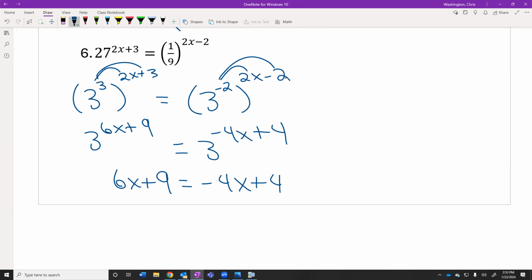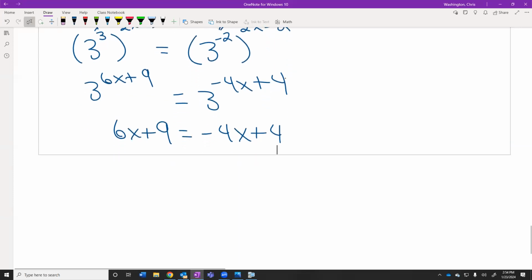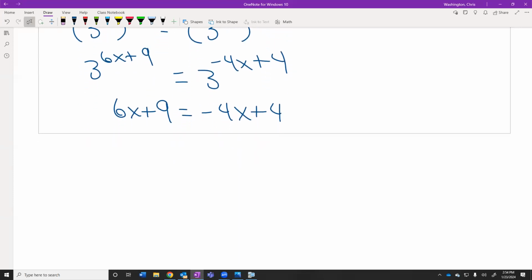At this point, we have x's on both sides of the equal sign. I don't care what the rest of the equation looks like, but if you have x's on both sides, we want to move all of them to one side, probably the left typically, because that's what most of you are going to do. And if it doesn't have an x on it, we want to move it to the right side. So the 6x has an x. I'm going to leave it on the left. The 9 does not have an x. So I'm going to move it over here to the right side.